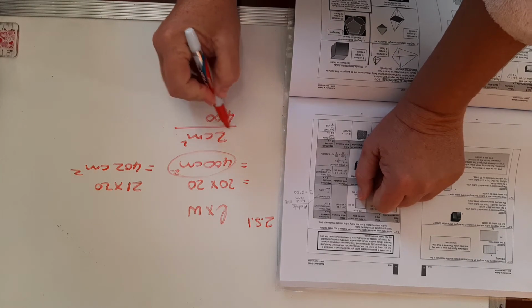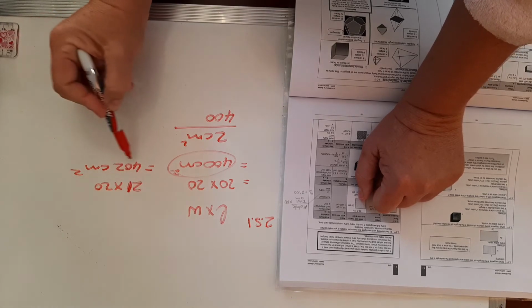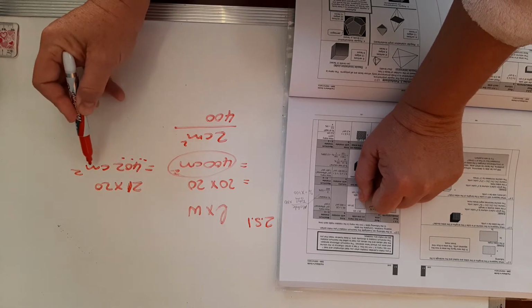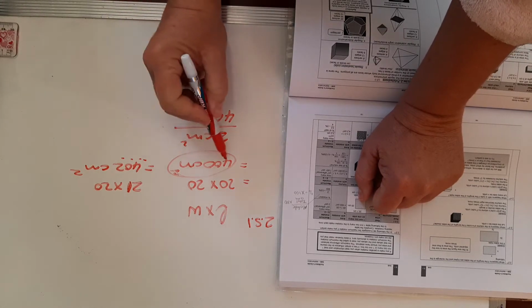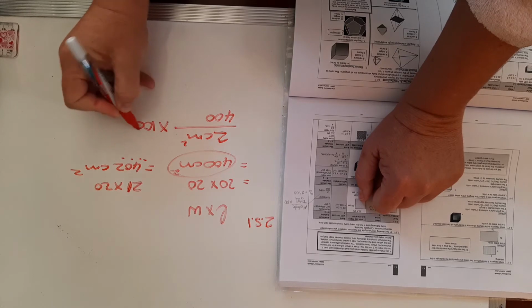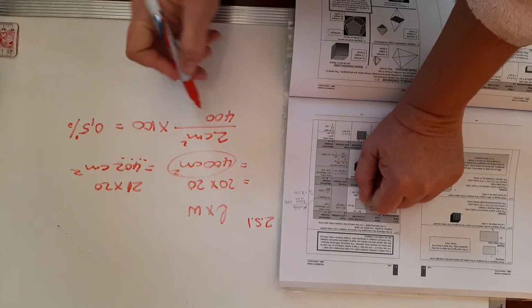You put your mistake. So what did we do? If we put 1 little centimeter there with the length, the difference is going to be 2 centimeters. So my mistake is 2. I put it over the total that I had, which was 400, and I times it with 100. And you'll see your mistake will be 0.5% of the area.